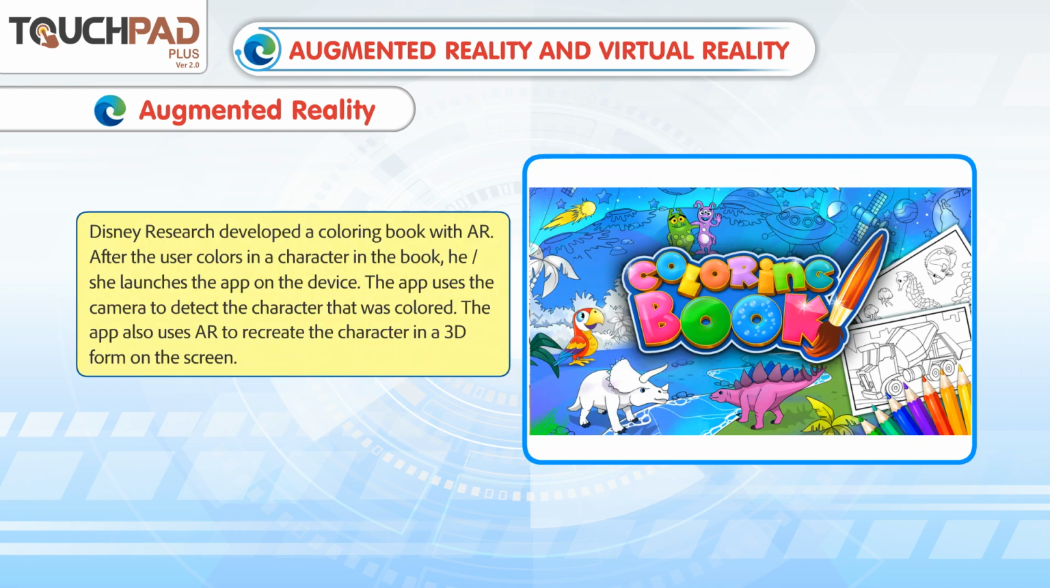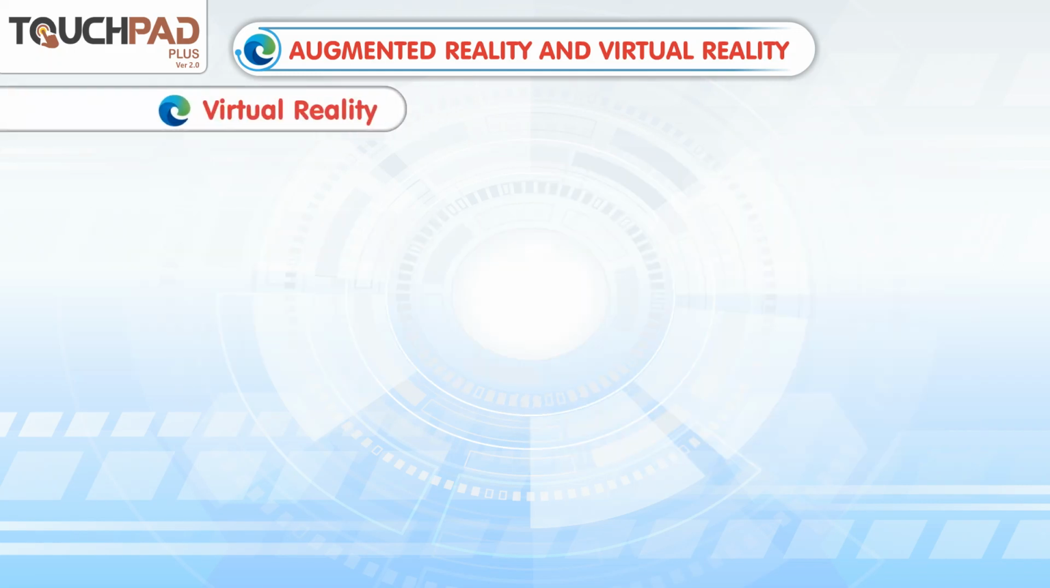Disney Research developed a coloring book with AR. After the user colors in a character in the book, he or she launches the app on the device. The app uses the camera to detect the character that was colored. The app also uses AR to recreate the character in a 3D form on the screen.